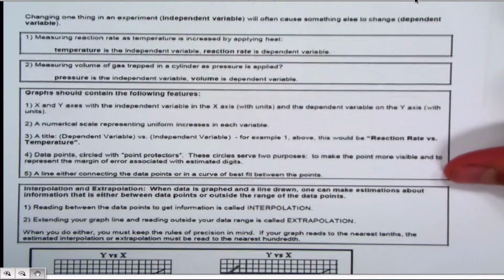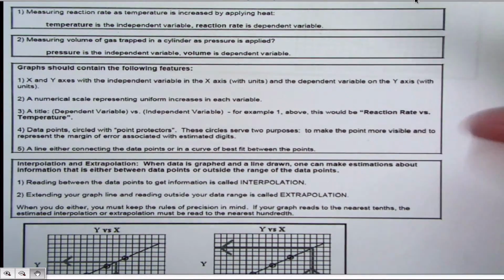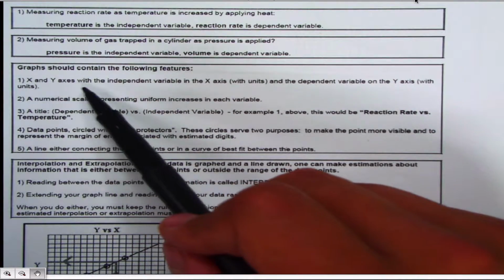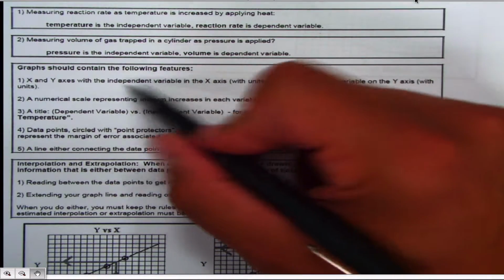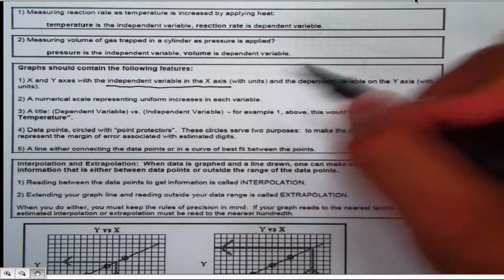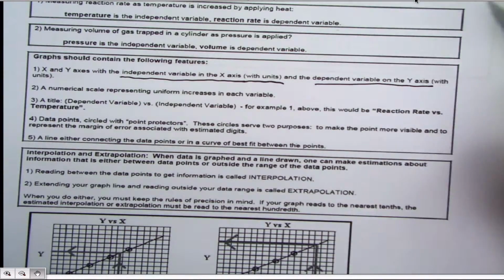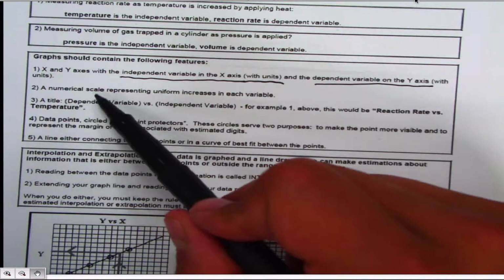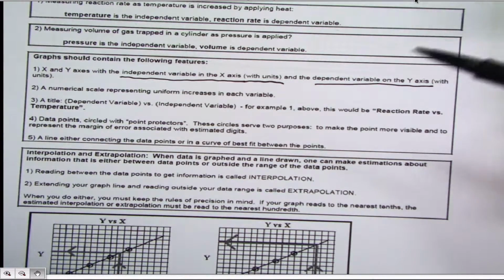Here's what graphs should have in order to make it work. They should have an x and y axis with the independent on the x, okay? Independent variable on the x, kind of important. Don't forget the units too. Dependent variable is on the y, don't forget the units. A numeric scale, in other words, the range on the x and the y. So from like 0 to 10, 0 to 20, stuff like that.